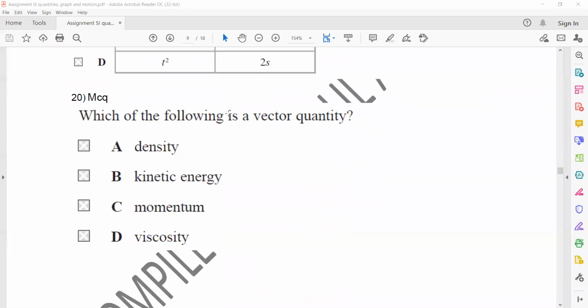Then question 20, which of the following is a vector quantity? So when we work out the vector quantity, density is a scalar, energy is a scalar, momentum is a vector, viscosity is a scalar. So C is the right answer, because momentum has magnitude as well as direction, whereas viscosity, kinetic energy and density do not have any direction.